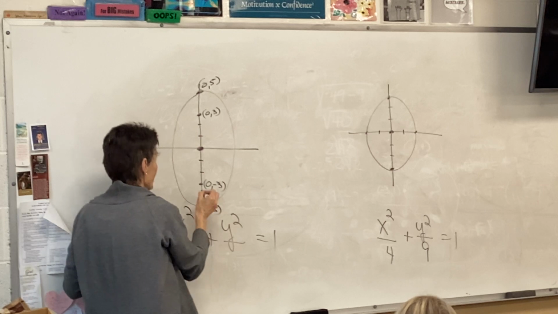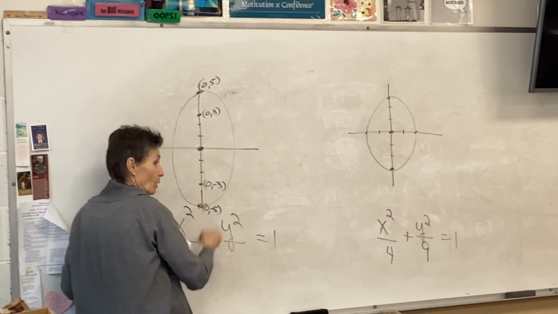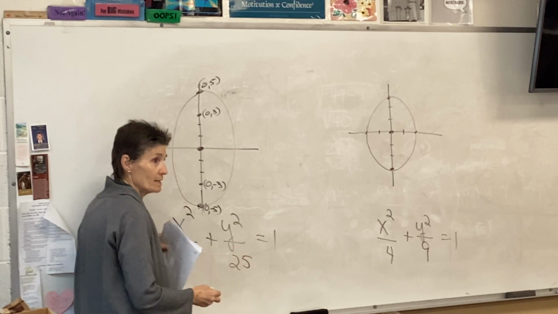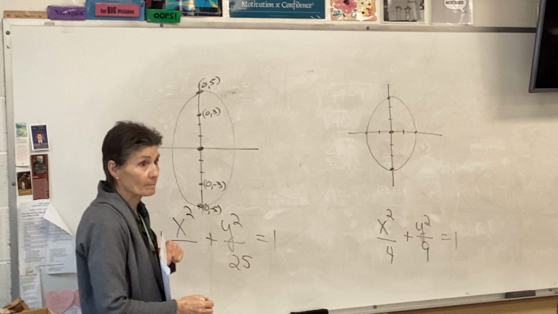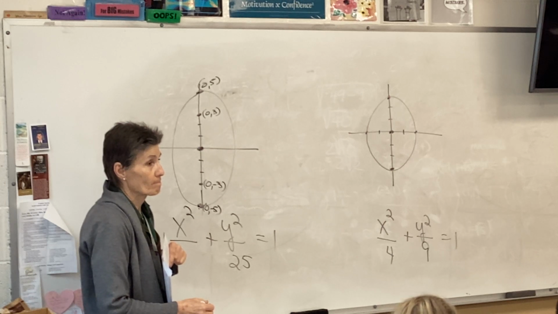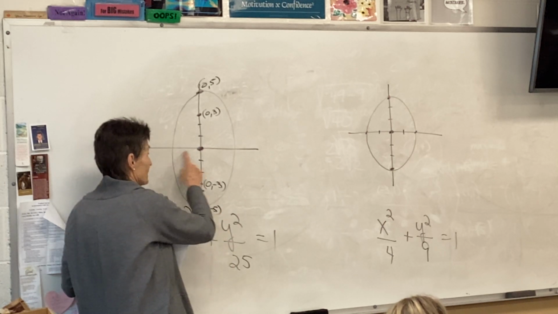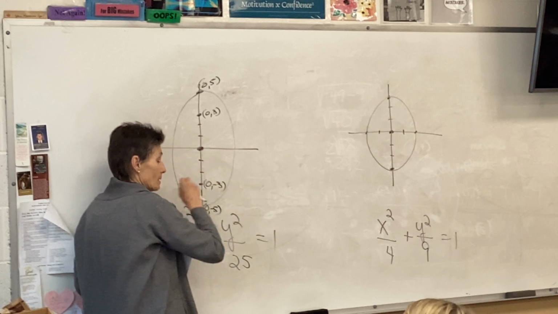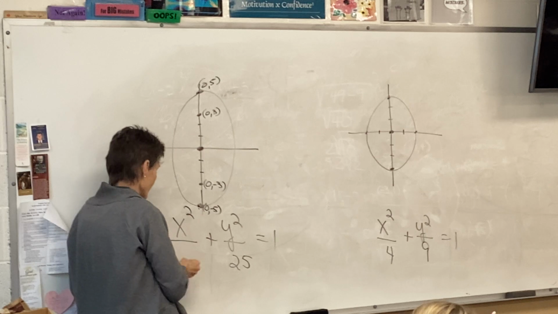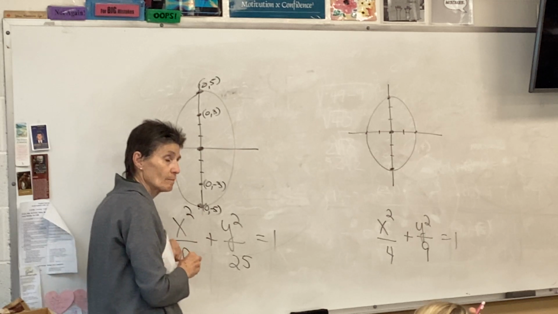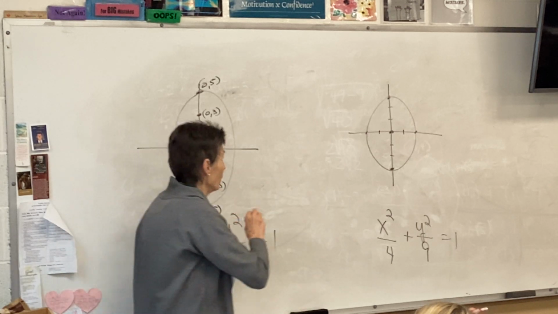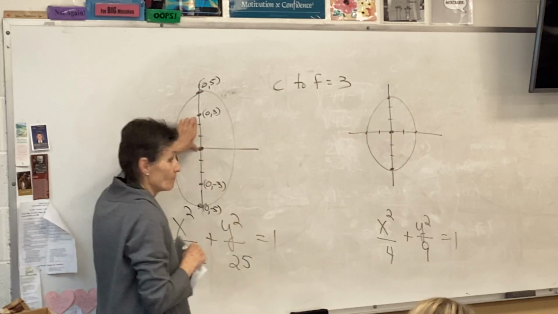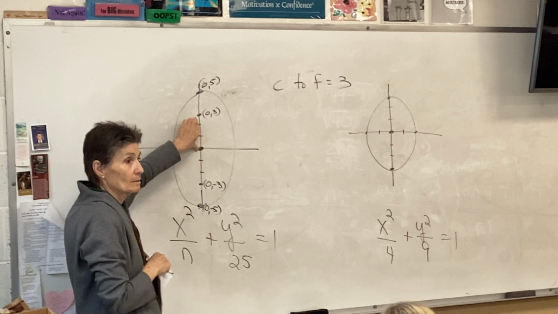Because if I know I'm going up and down 5, what do I know about my equation? 25 under the y? I have no idea what these are. I don't know. I have no idea what this denominator is. I'm going to call it n. I don't know what it is. But I do know that from the center to the focus is 3. See what I'm saying?